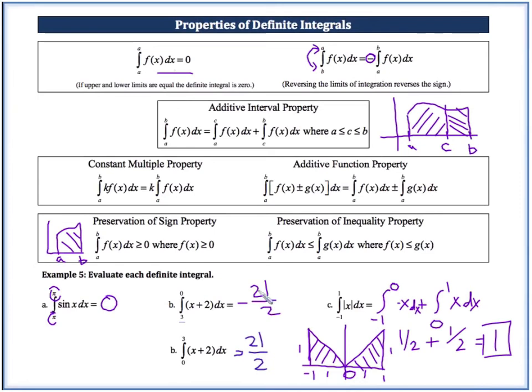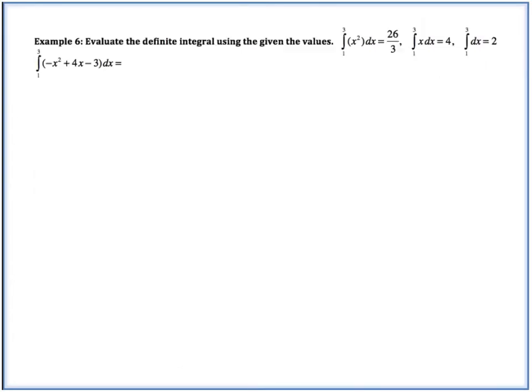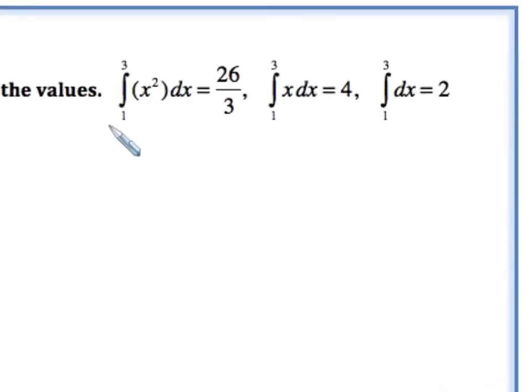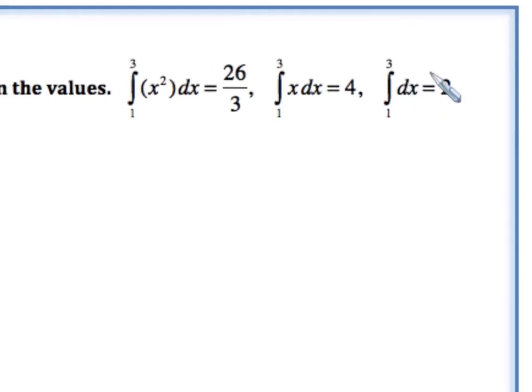Alright, so there are some basic ways to use these properties of definite integrals to evaluate them. Alright, in our next example it says evaluate the definite integral using the given values. So here we're told that the definite integral from 1 to 3 of x squared dx is 26 over 3, and that the definite integral from 1 to 3 of x dx equals 4, and the definite integral from 1 to 3 of dx equals 2.